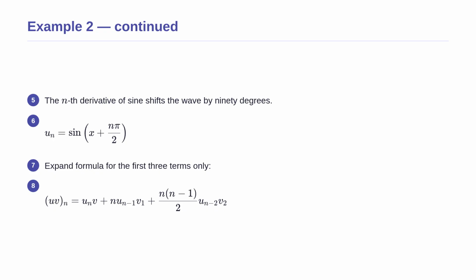We use the standard formula for the nth derivative of the sine function. Every time you differentiate sine, it shifts the wave by 90 degrees. This shift is mathematically written as adding n times pi over 2 to the inside of the function. This general formula allows us to represent any level of derivative easily.